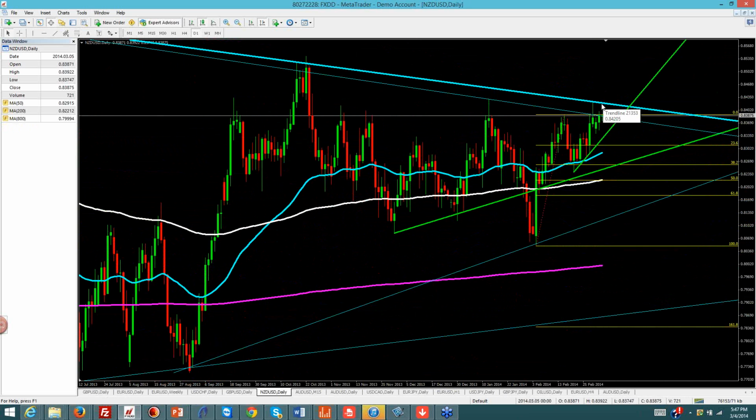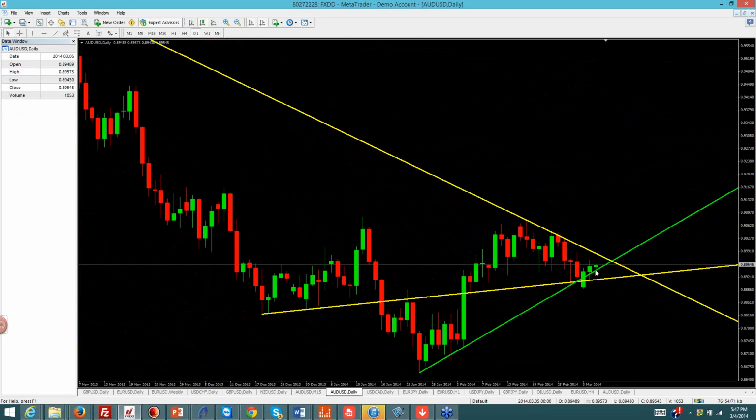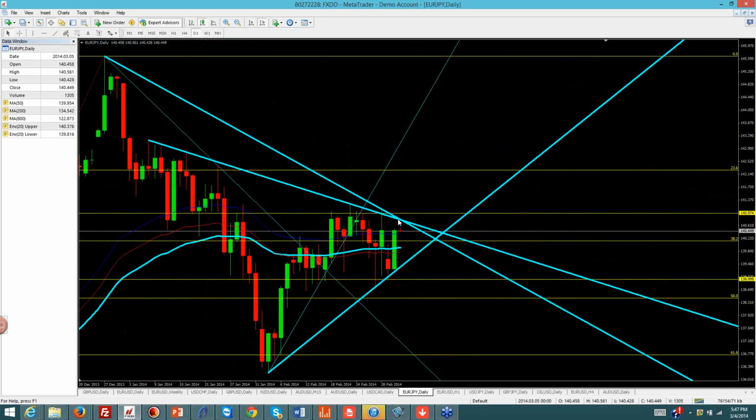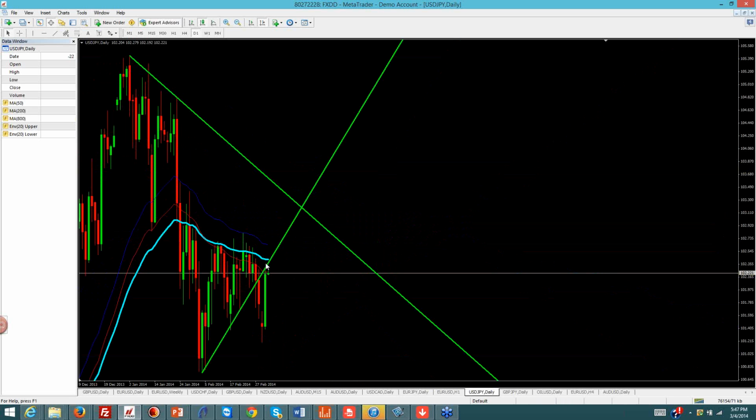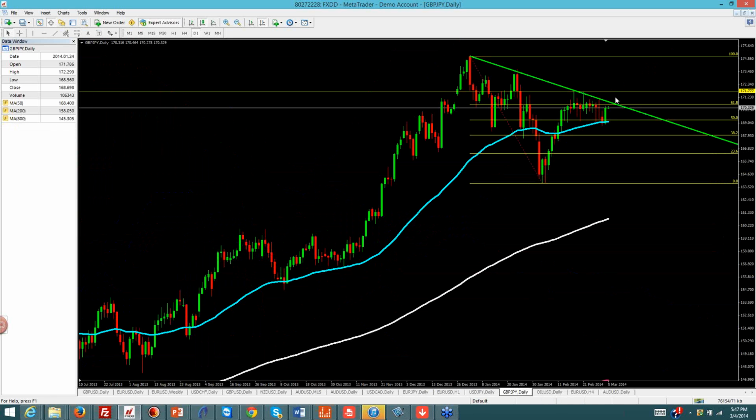Looking for a bounce off of 84.10 to 84.20 on the New Zealand dollar for a sell. That's what we're looking for. Aussie dollar, we're expecting price to move up, so we're looking for a buy up to 89.88. Euro yen, I think we're looking for a sell here from 140.81 down. Dollar yen, we're looking for a sell as well from 102.30. And pound yen, we're looking for a sell from 170.85 headed downward.